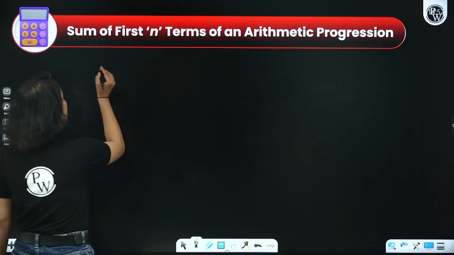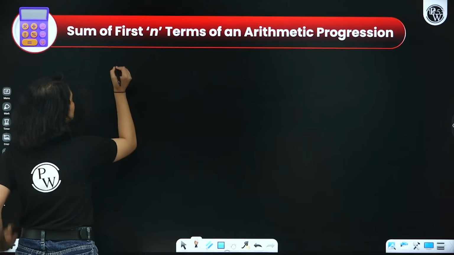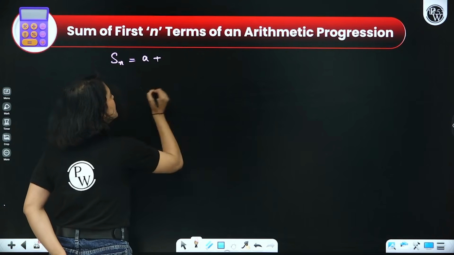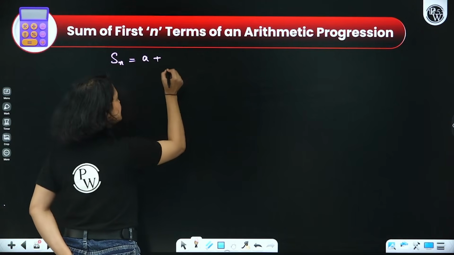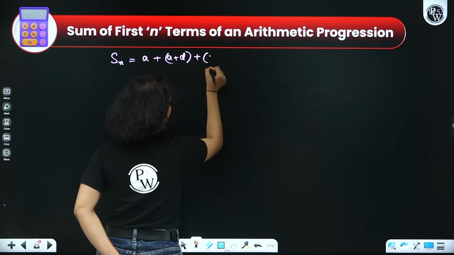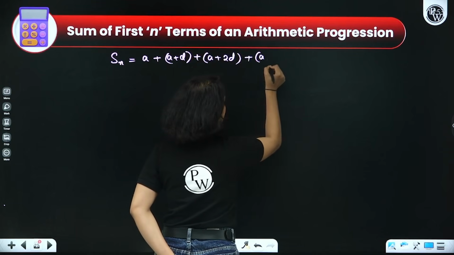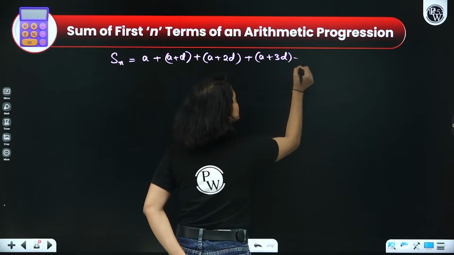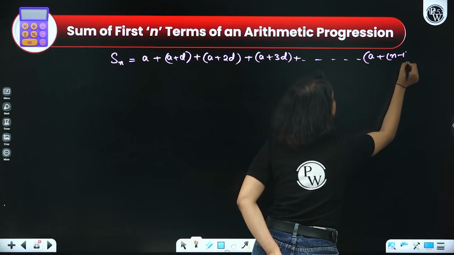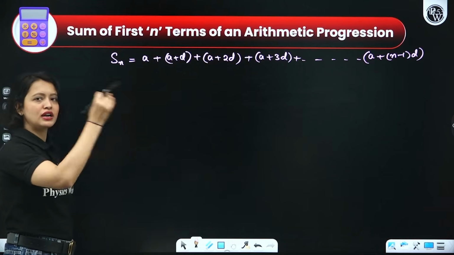So, I'll write it here, everyone. Sn, that means the sum of the first n terms of an AP, is equal to what? A plus, now the second term. I'm not writing the second term as A2. Instead, I'm writing it as A plus D. The third term would be A plus 2D. The fourth term, A plus 3D. And so on and so forth. The last term would be A plus (n minus 1)D. Chalo, we have to figure out the sum.